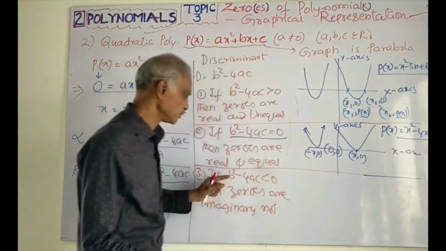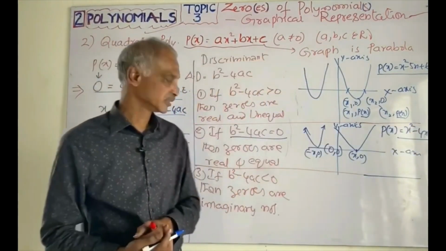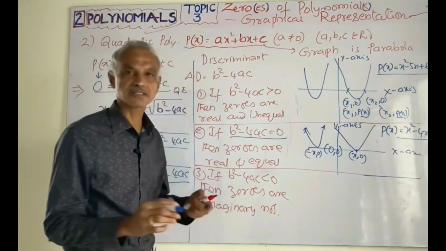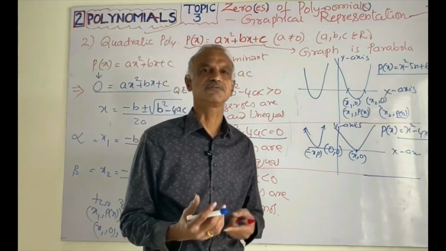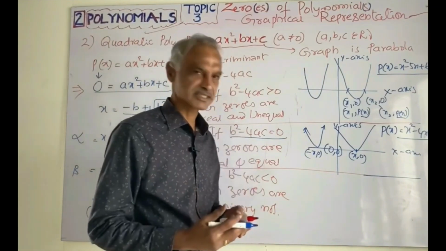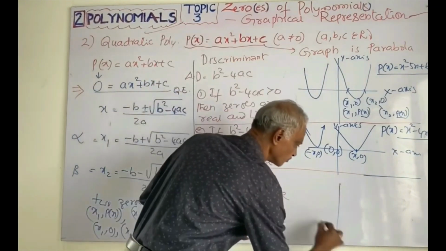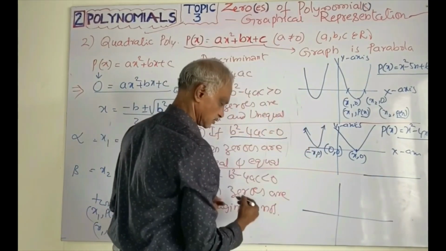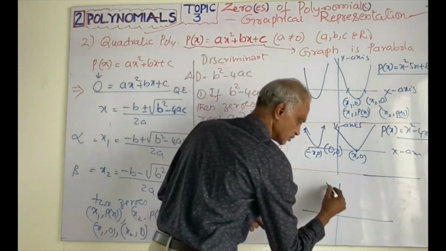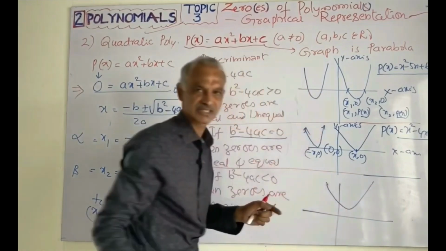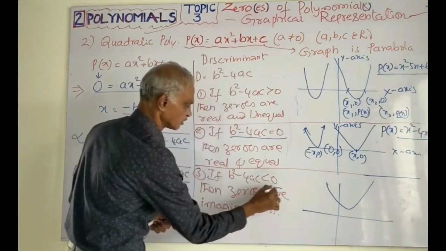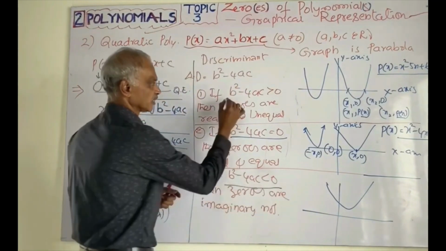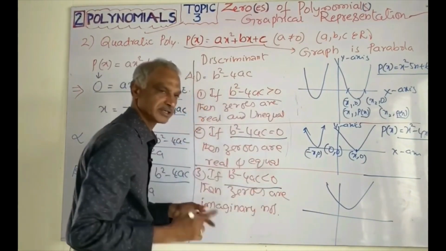Next, if b square minus 4ac is less than 0, then the zeros are imaginary numbers. So it is very difficult to find the values of x. That's why the graph of this parabola does not touch the x-axis in any way, because b square minus 4ac is less than 0, negative you will get.